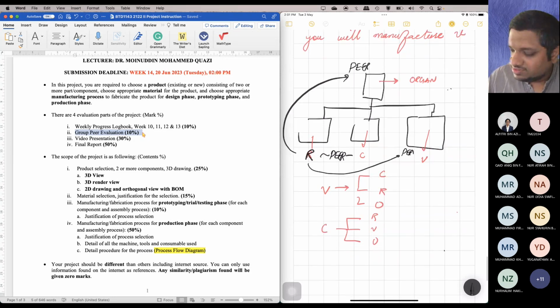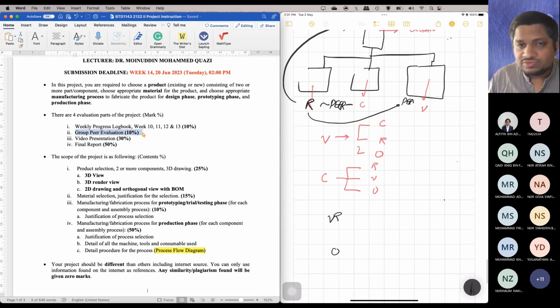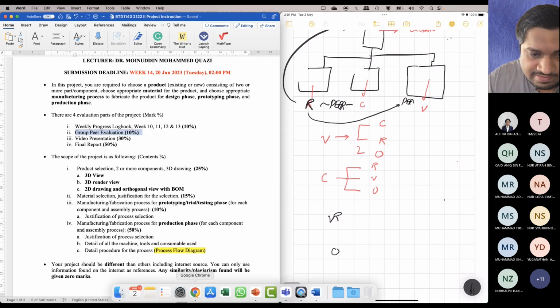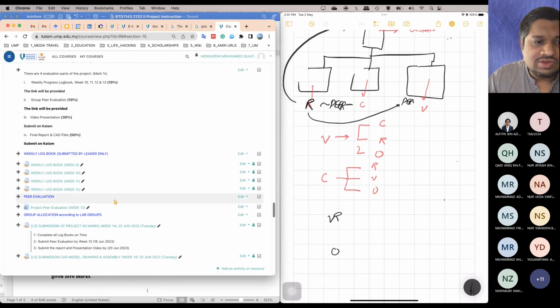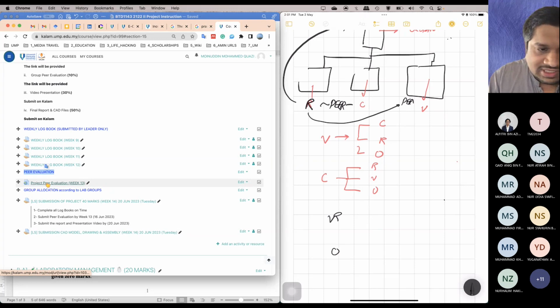Group peer evaluation will be done by all the members. So R, C, V, R will do, C will do, and O will also do. All four members have to fill the form. So you go back to Kalam again, and you can see peer evaluation in week number 13. So you have to open this link, group peer evaluation.